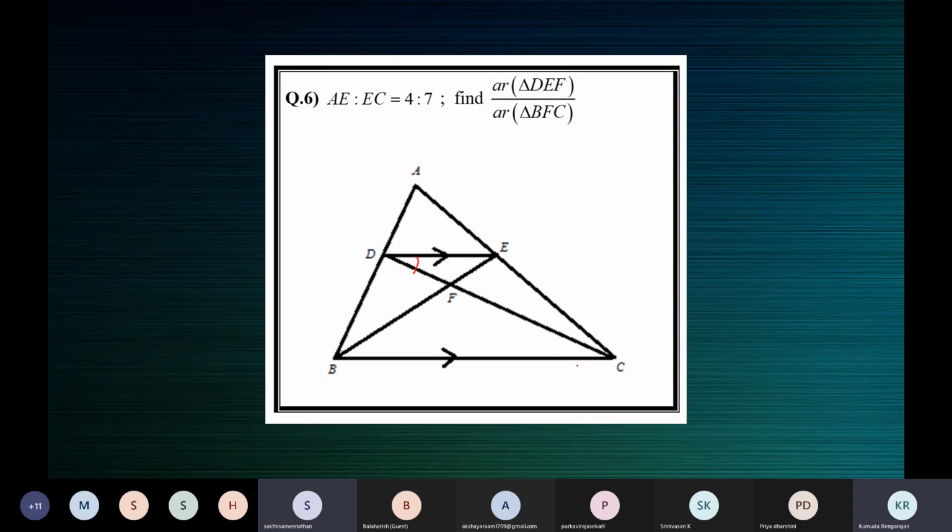Yes, ma'am. DE is parallel to BC, ma'am. So by alternate angles, we can tell that angle FDE is equal to angle FCB. Angle 1 of the small triangle, which triangle? DEF and BFC. So in DEF and BFC, angle 1 is equal to angle 2. Reason: alternate interior angles. If I mark this as 3, yes, ma'am, we can tell by vertically opposite angles. Vertically opposite angles are equal.